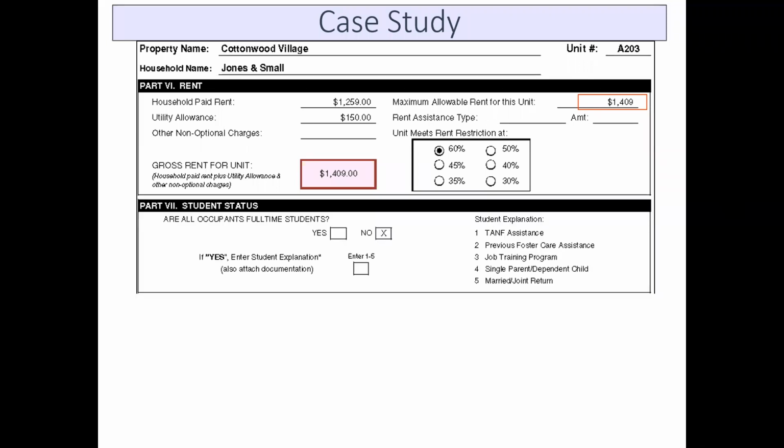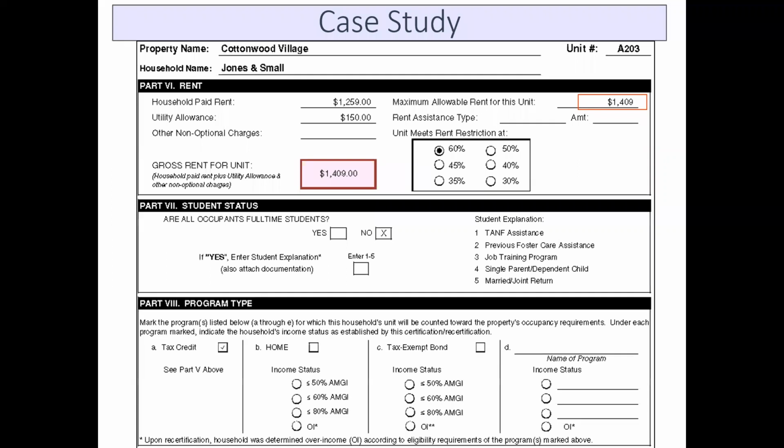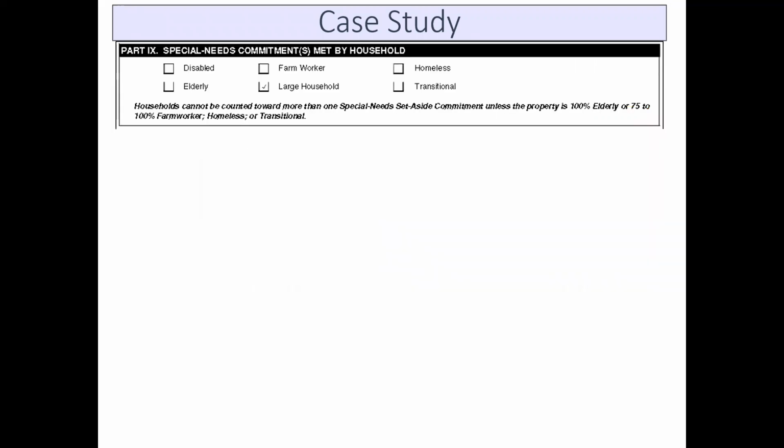And then continuing on, part 7 is the student status. Are all occupants full-time students? No. If that were to be a yes, then we would have needed to have met one of those student exceptions, and we would have filled that number in the box. When it comes to this program type area, this is really if the form is being used for other than tax credit, for other sources, you could fill this information in. If you're sending it to us, we know that it's either our bond or our tax credit program, so we really don't require that you fill too much in this area.